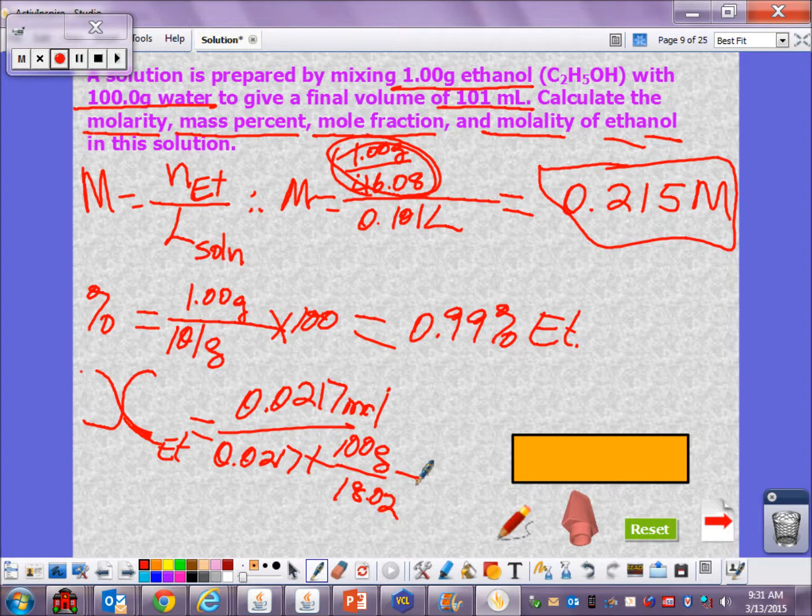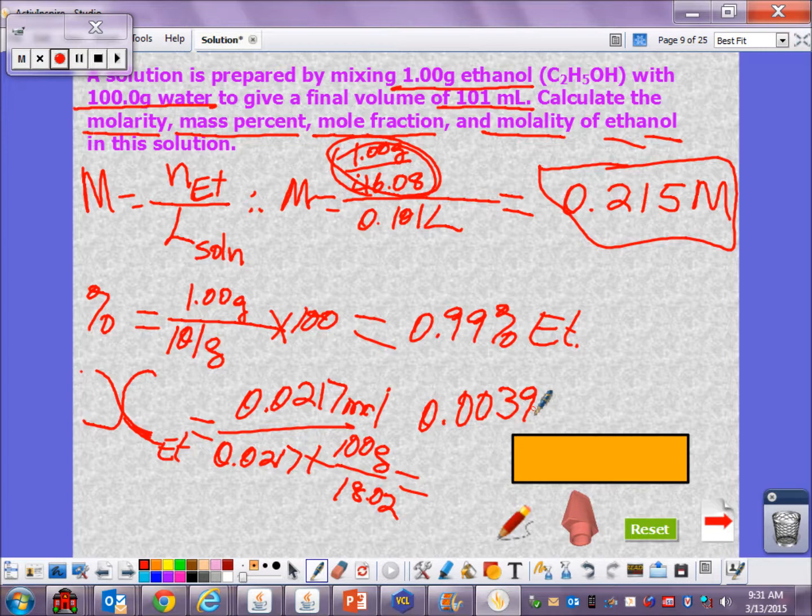Is that the total moles or just the moles of this one? No, this is mole fraction, so it cannot be that. Okay, very good. The mole fraction is 0.00389. So your mole fraction should be between 0 and 1.